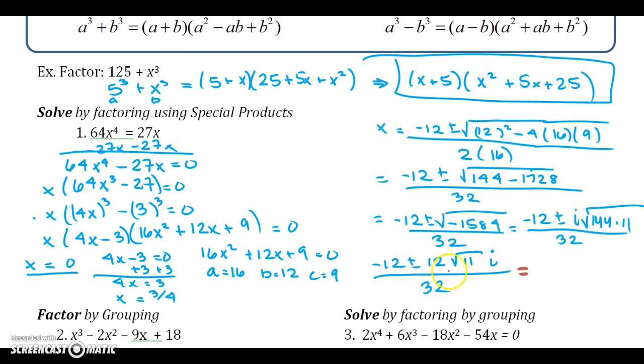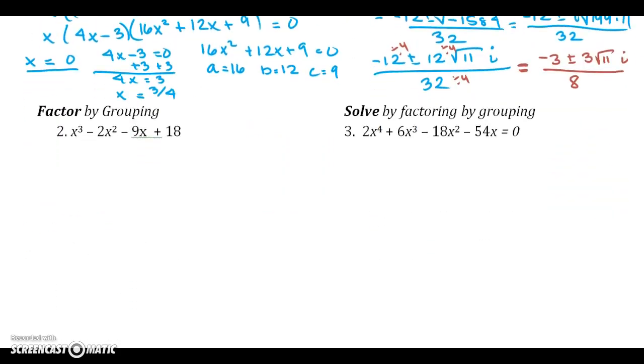Looking at all three of these numbers, something goes into all three of them. What is it? 12, 12, and 32. What goes into all three of those? I'm thinking 4 also. Thanks for answering me. So if I divide this by 4, divide this by 4, and divide this by 4, I have negative 3 plus or minus 3 radical 11 i over 8. And there you have it. It's a nice one, huh? Good long problem for you. All right, let's go on.